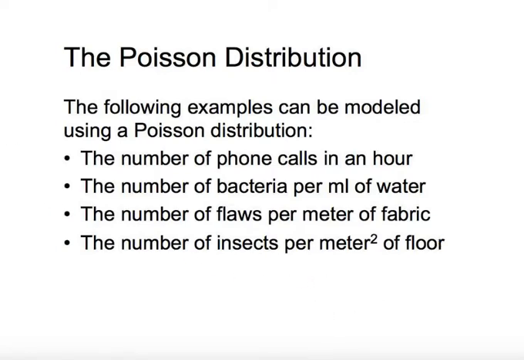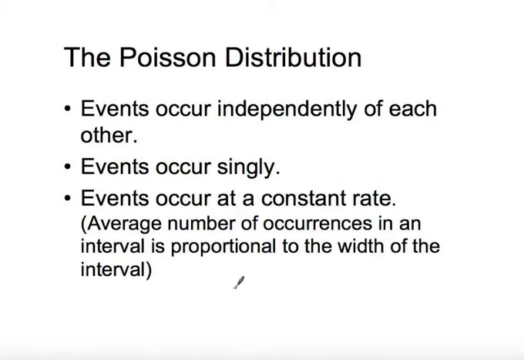Now, there are things that link these all together. What's important about the Poisson distribution is that the events occur independently of each other. The events occur singly, so one at a time, and that the events occur at a constant rate. That is, that the average number of occurrences in an interval is proportional to the width of the interval. Put simply, if you get on average to a call centre 30 phone calls an hour, then in 2 hours you'd expect 60 phone calls. In 3 hours you'd expect 90 phone calls.